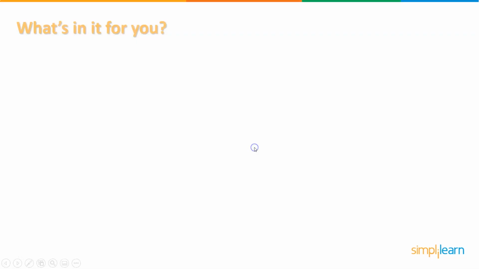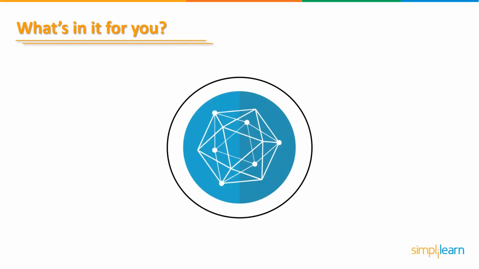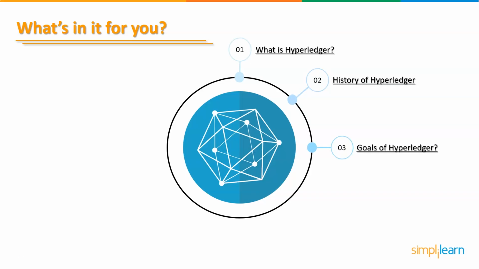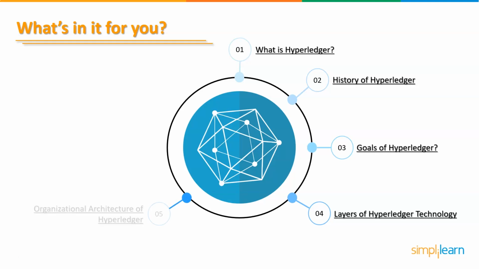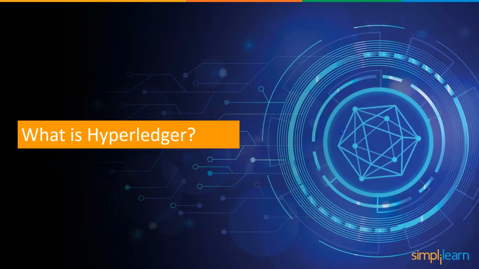In this video, we are going to cover all important concepts and components related to Hyperledger. First, we will understand what is Hyperledger. Then, we will explore the history of Hyperledger. Then we will understand goals of Hyperledger. After that, we will look into the layers of Hyperledger technology. After which, we will explore organizational architecture of Hyperledger. Then we will understand how Hyperledger works. And at the last, we will explore other Hyperledger tools and projects. So without much delay, let's get started with the video.